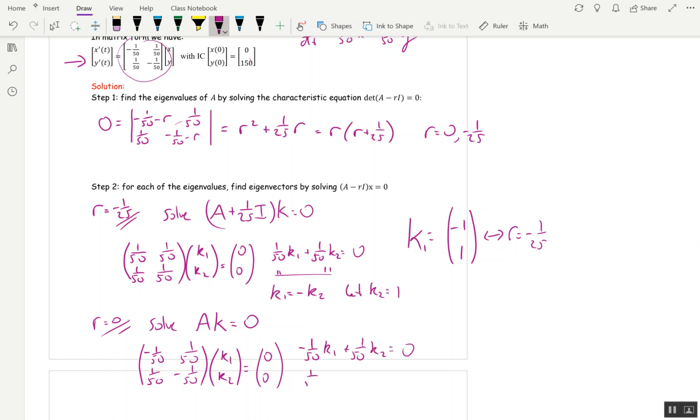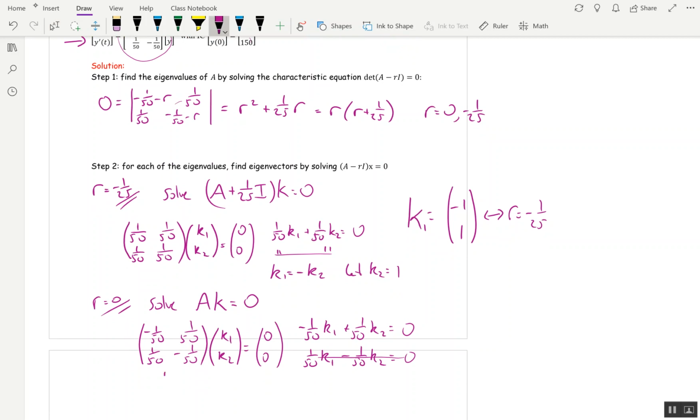And then the next equation is just the negative of the first equation. And since it's a multiple of the first equation, I'm going to ignore it. So solve for K1 in terms of K2, and I get K1 equals, move the K2 over, multiply by 50, K2. So let's let K2 equal 1, and I get big K2 is 1, 1. And that corresponds to R equals 0.